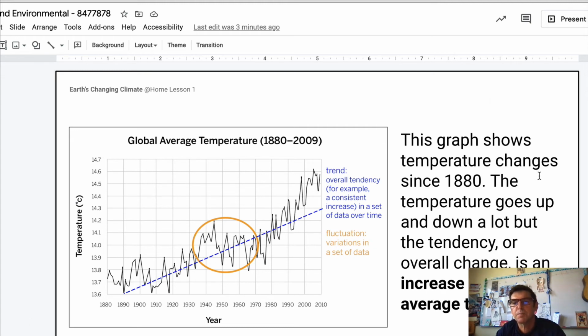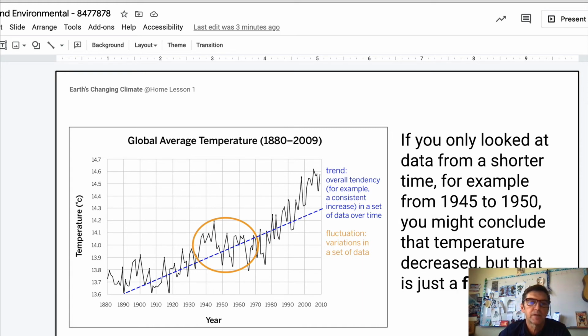This graph shows temperature changes since 1880. The temperature goes up and down a lot, but the tendency or overall change is an increase in global average temperature. If you only looked at the data from a shorter time, for example, from 1945 to 1950, you might conclude that temperature decreased, but that is just a fluctuation. Notice going up, fluctuates down, going up.